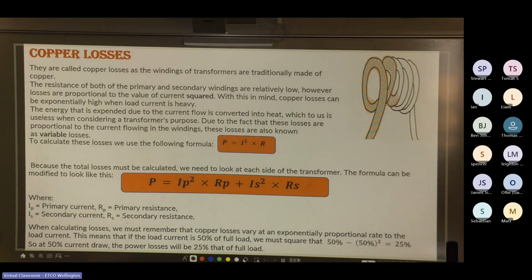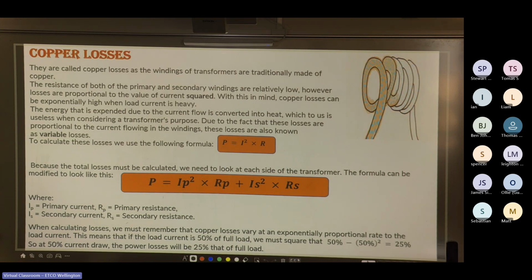Cool. So now that we've looked at the iron losses, including hysteresis and eddy currents, we can start talking about the copper losses. They're called copper losses as the windings of the transformer are traditionally made of copper. The resistance of both the primary and secondary windings is relatively low. However, losses are proportional to the value of the current squared. With this in mind, copper losses can be exponentially high when load current is heavy.